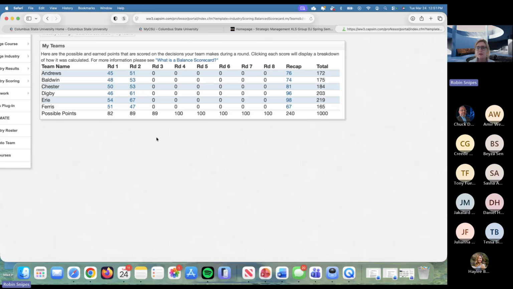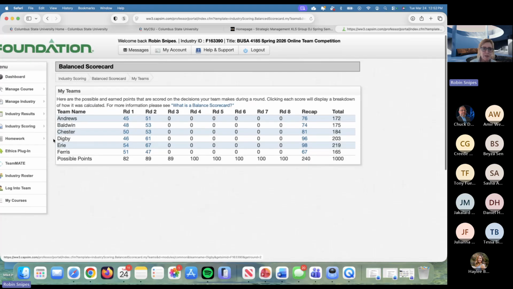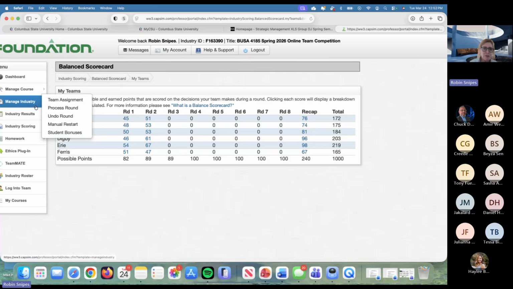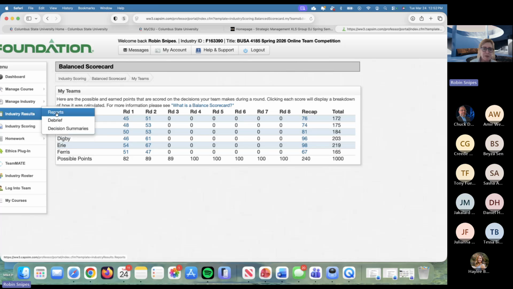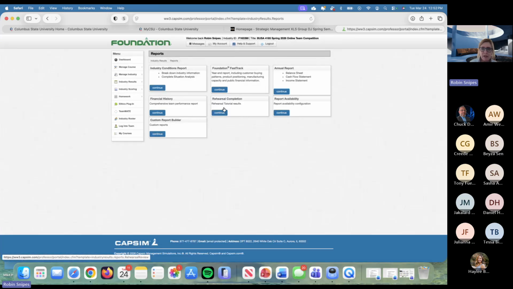You want to look at what their product criteria are, the size and performance and the reliability and their price point, and see where you might be lacking, where your competitive position might be less. It could be that you stocked out. So when I look at the industry results, I'm going to look at the report, and I'm going to look at the fast track report here.